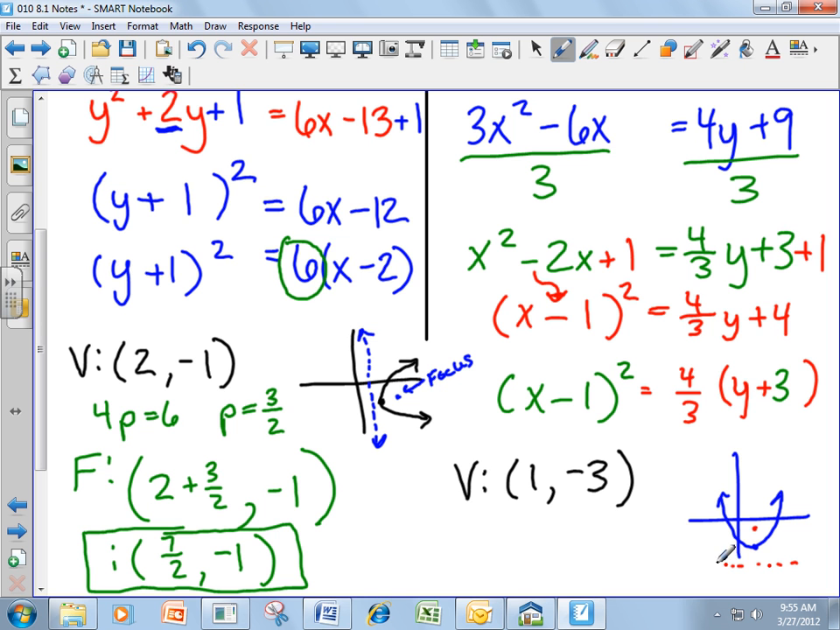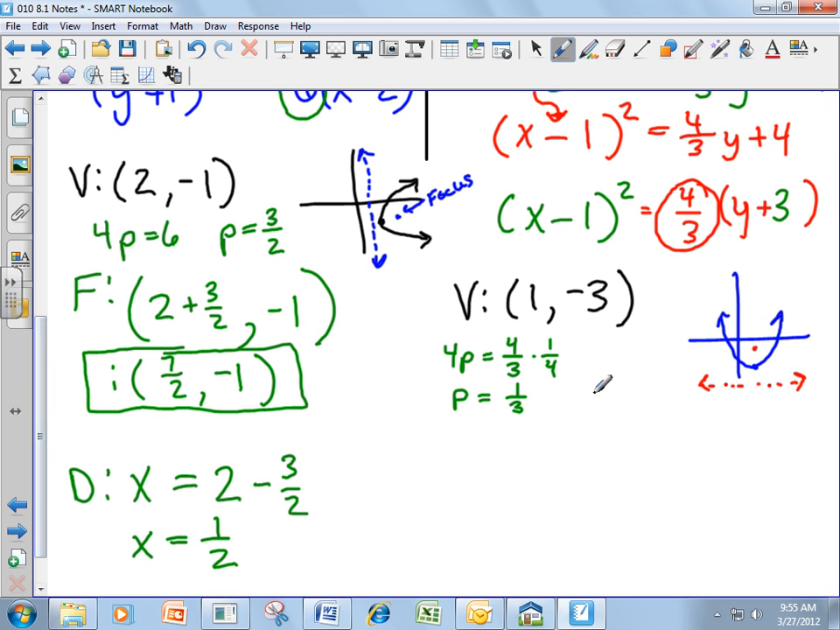I need to get my focus point and my directrix line. In order to know those values, I need to know p. Remember that this quantity represents 4p. Again, some more fraction work for you. So 4p equals 4/3. So if I divide by 4, I like to think of that as really multiplying by 1/4. And this ends up letting p equal 1/3. So again, not too bad with the fractions.